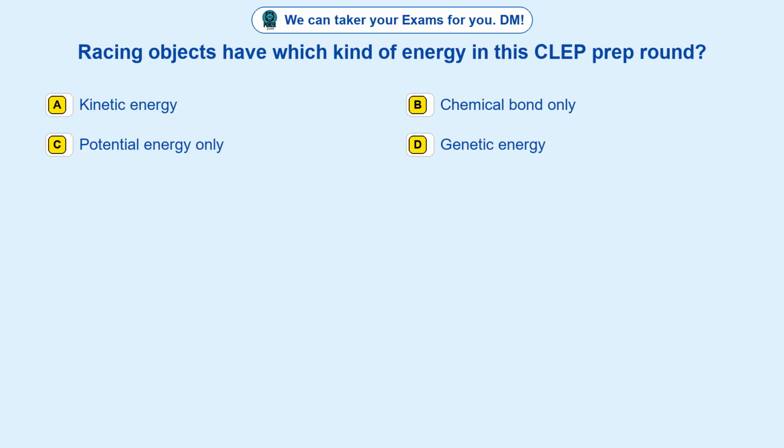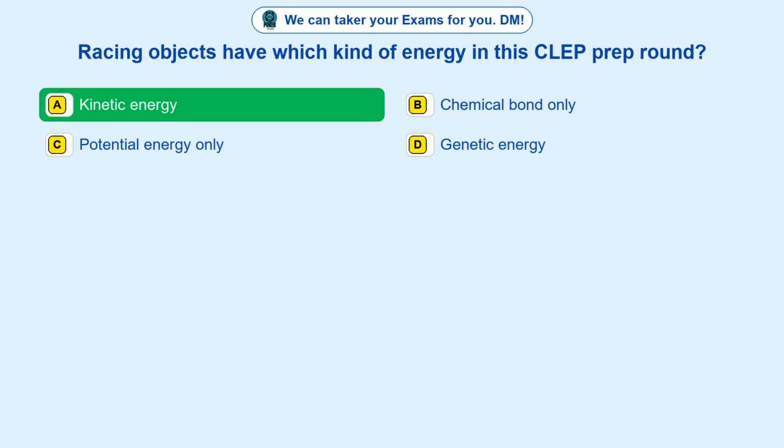Question 60. Racing objects have which kind of energy in the CLEP prep round? Option A, kinetic energy. Option B, chemical bond only. Option C, potential energy only. Option D, genetic energy. The correct answer is option A, kinetic energy.